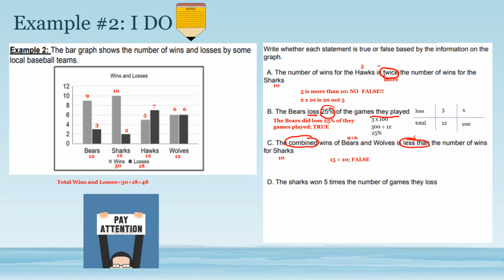D. The Sharks won 5 times the number of games that they lost. So the Sharks won 10, 5 times the number of games that they lost. Well, remember, we're going to see, is it equal to or more than the games that they lost? They lost 2 games. So is 10 more than 2? Yes. Well, we need to determine, is this 5 times more? So 5 times the number of games that they lost. So 5 times 2 is 10. Therefore, this statement is going to be true.